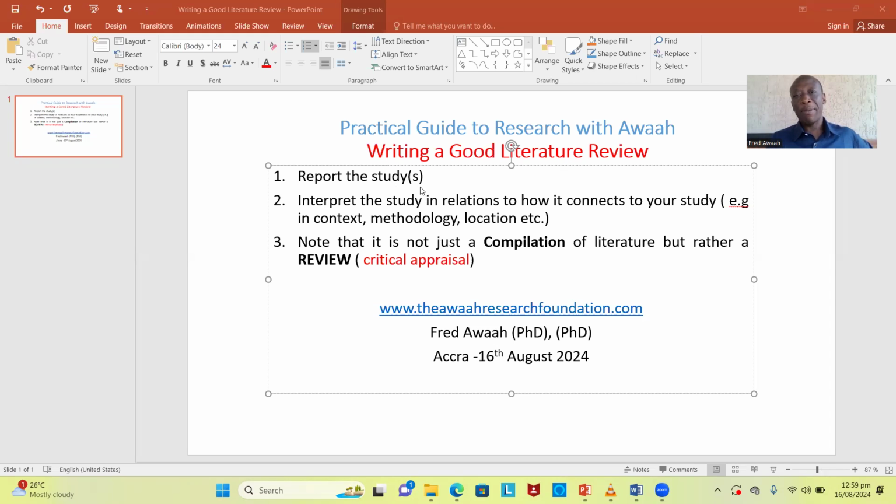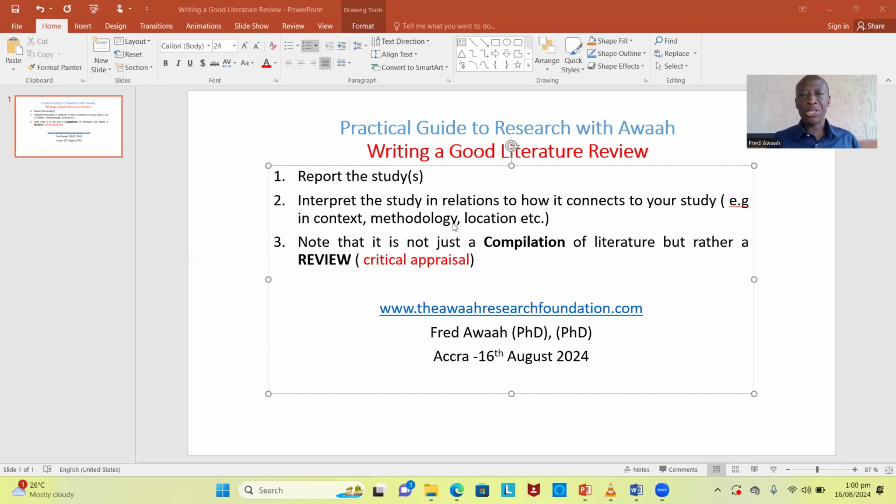a paper for publication. Now, it is also expected that you interpret the study in relation to how it connects to your study. You just don't dump the study in there. That will just be a compilation of literature. So this could be in context, how it relates to your study in context, in methodology, locations of the study, etc., depending on the analytical abilities of the researcher, other variables would apply.